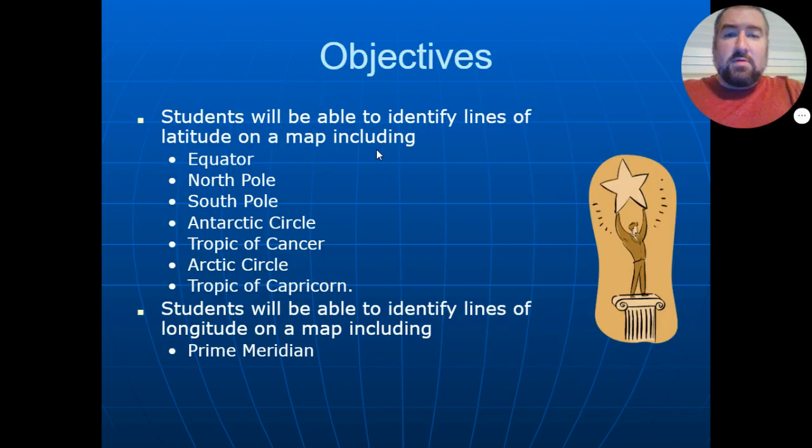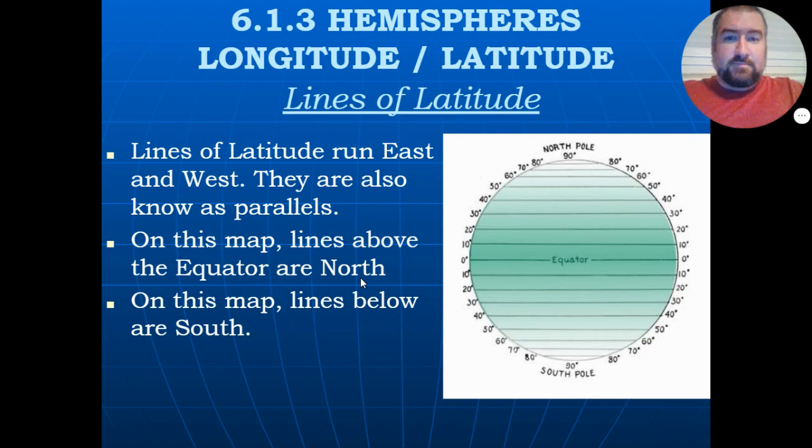So, the remaining objectives of the rest of this lesson will be that the students will be able to identify lines of latitude on a map, including the equator, the North Pole, the South Pole, the Antarctic Circle, the Tropic of Cancer, the Arctic Circle, and the Tropic of Capricorn. So students will be able to identify these lines of latitude and longitude on a map, including the prime meridian. We'll go into what exactly that means in just a little bit. But first, lines of latitude.